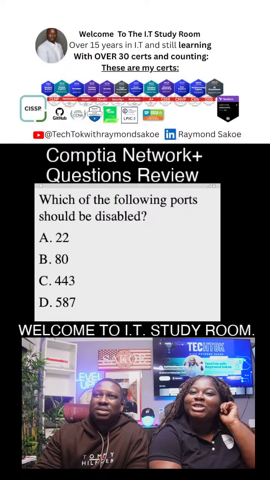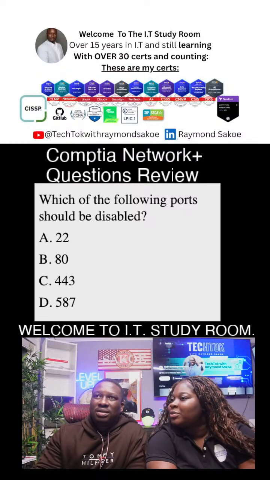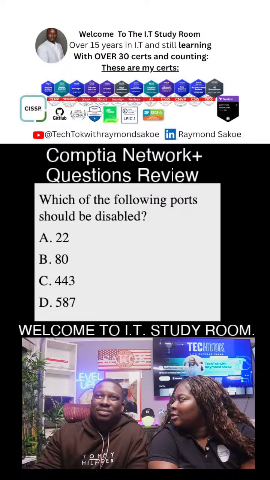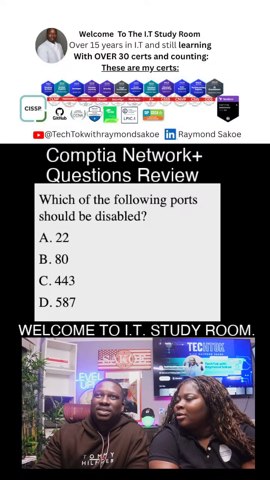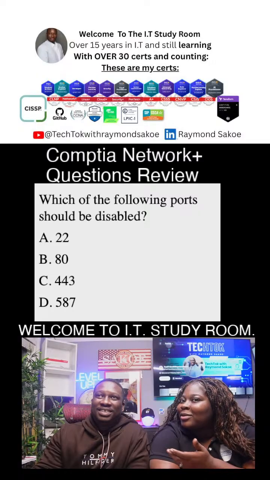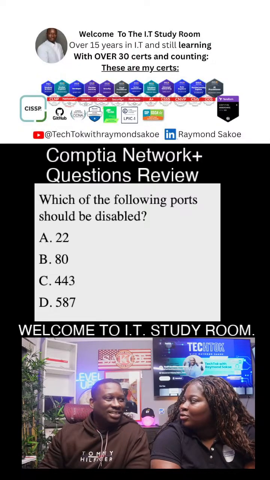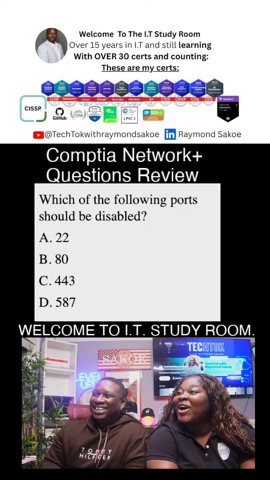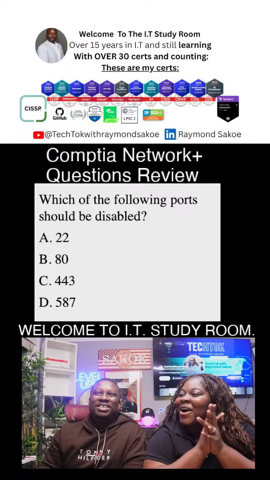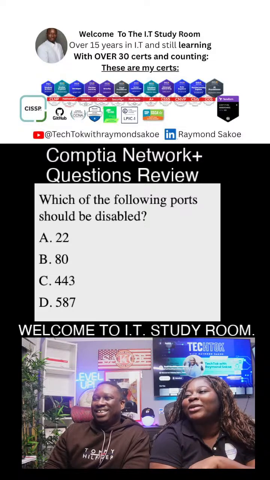Okay. Which of the following ports should be disabled? Which one's SSH? Isn't SSH a port? Yeah, which port number is that? I don't know. I'm asking you. SSH. Which port number? 22? Yeah. Oh, 22. So was I right? No way, it says which of the following. You were answering me. Oh, okay. 22 is SSH. Okay, thank you.